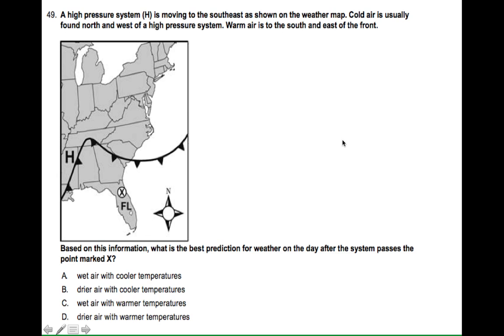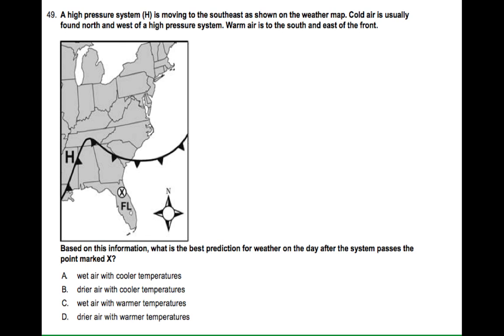And your answer choices are A, wet air with cooler conditions. B, dry air with cooler temperatures. C, wet air with warmer temperatures. Or D, drier air with warmer temperatures. You can go ahead and eliminate C and D, because we know that it's a cold front.